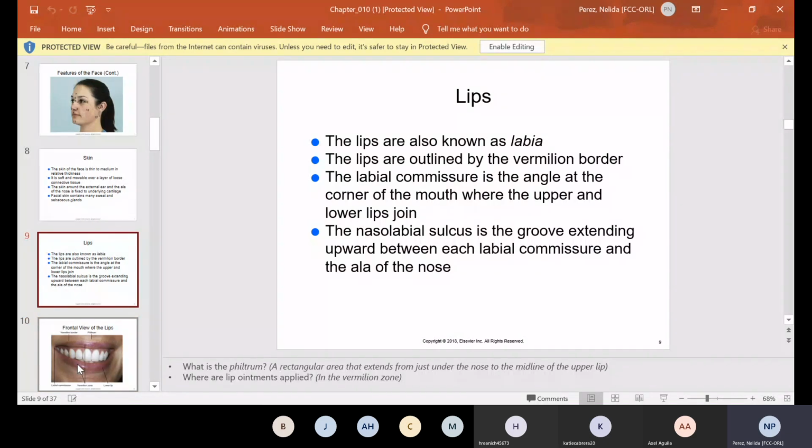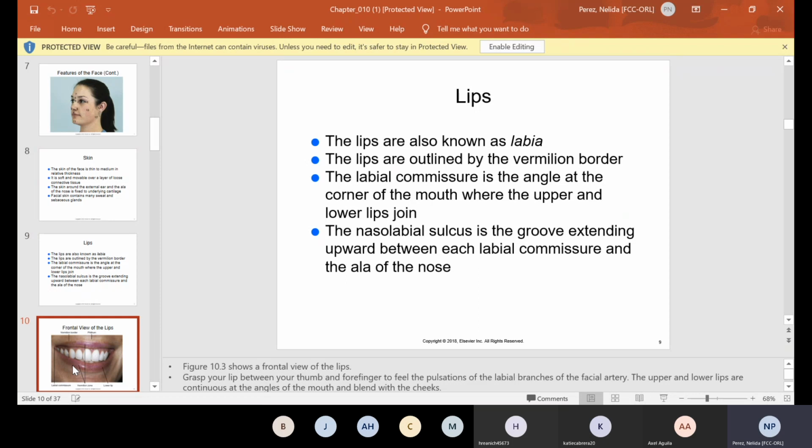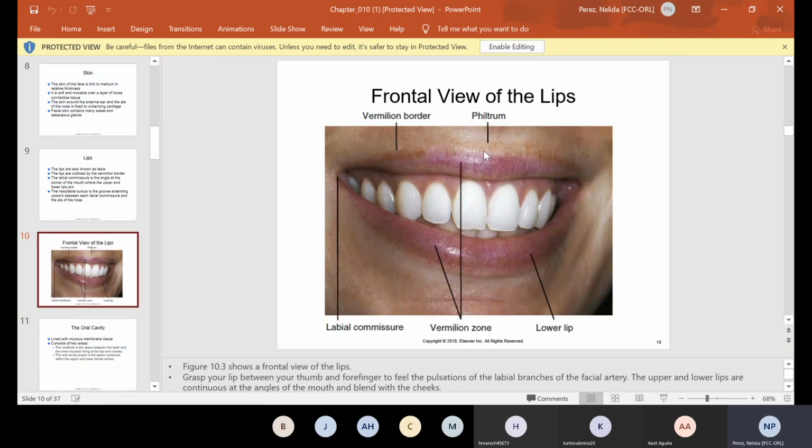Now, the lips are also known as the labia, and outlining them there's a vermilion border. The labial commissure is the angle at the corner of the mouth where the upper and lower lips join. The nasolabial sulcus is the groove extending upward between each labial commissure and the ala of the nose. So right around here. So ladies, when we put liner, you're putting it on the vermilion border. Your philtrum is right in the middle. That's that little kind of dip that you have in front of your lips.